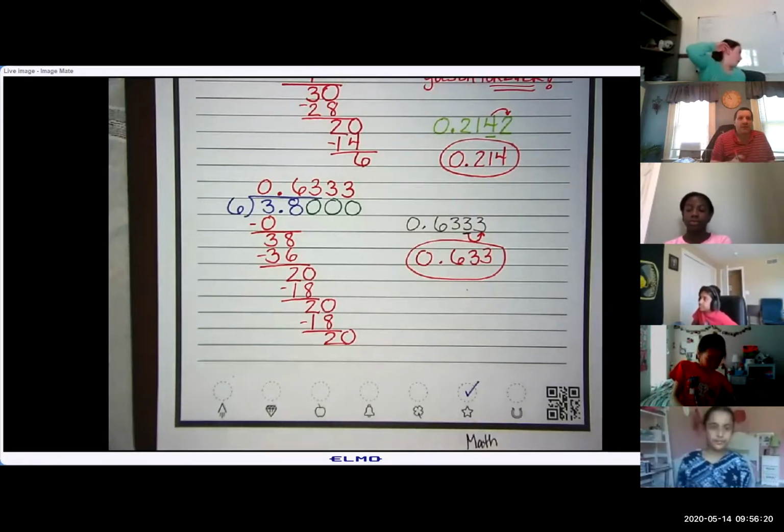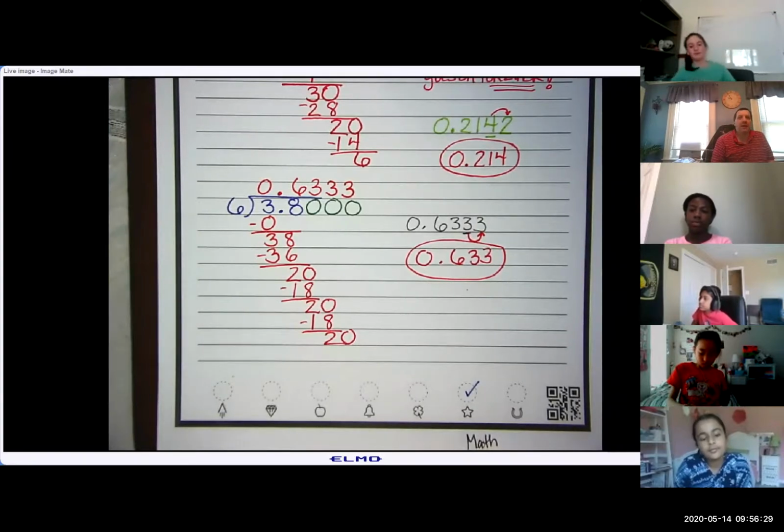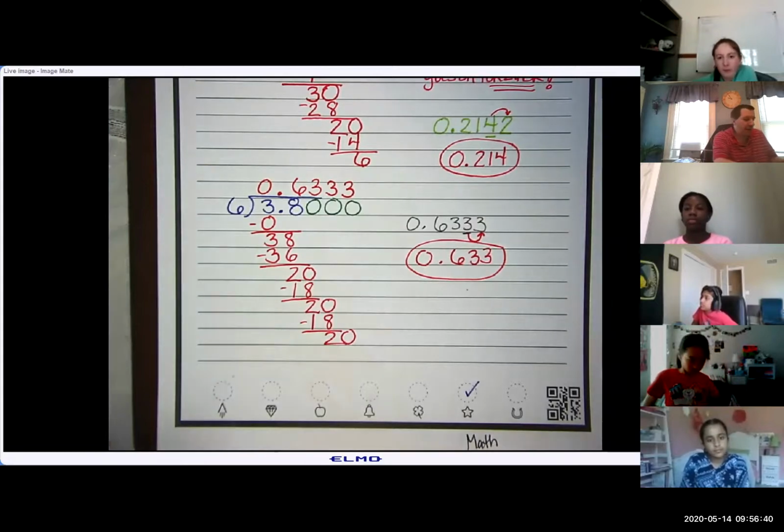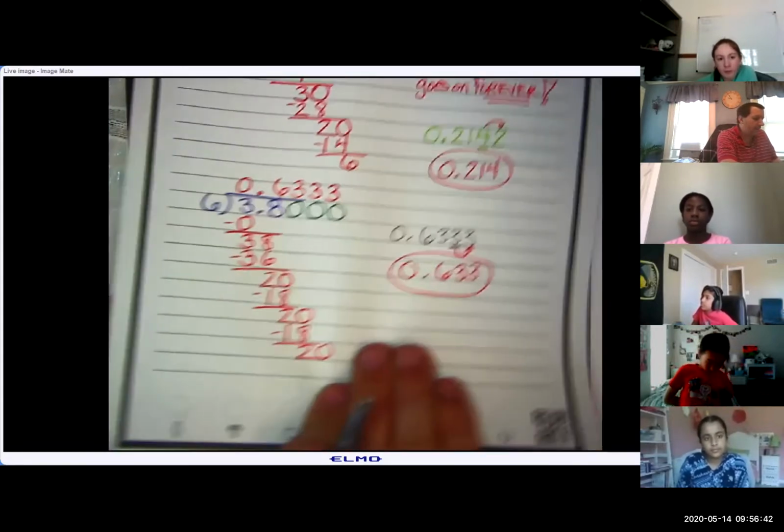Sometimes it will end before then, and that's okay. Sometimes it's a repeating or a non-terminating decimal. If it's a repeating or non-terminating decimal, you stop at that 4th decimal place, you round that 3rd decimal place, and that's what you put as your answer. Okay? Let's do one more.